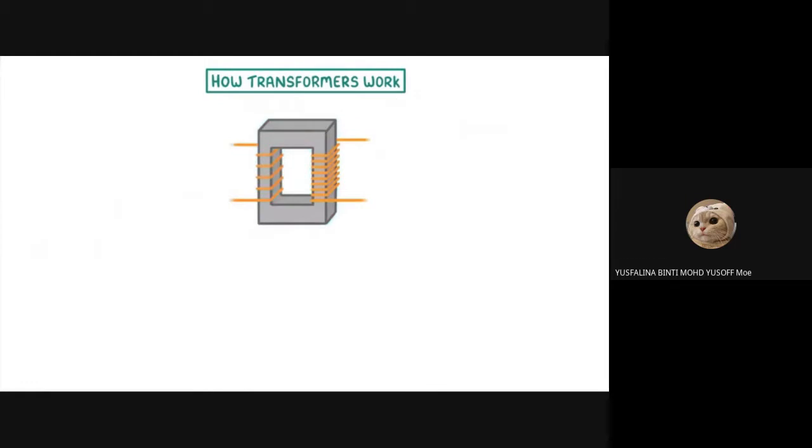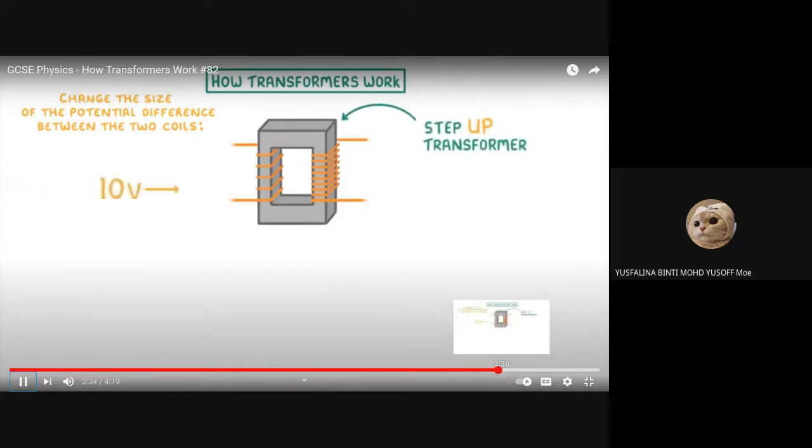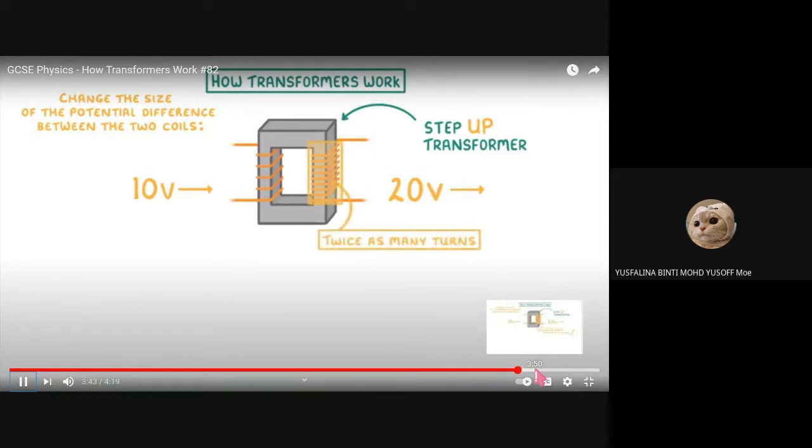Now, the reason that we have to use all of this weird magnetic stuff is because it allows us to change the size of the potential difference. For example, in this one, which is a step-up transformer, if we put a 10-volt supply in, we'd get a 20-volt supply out. This is because there are twice as many turns in the secondary coil.